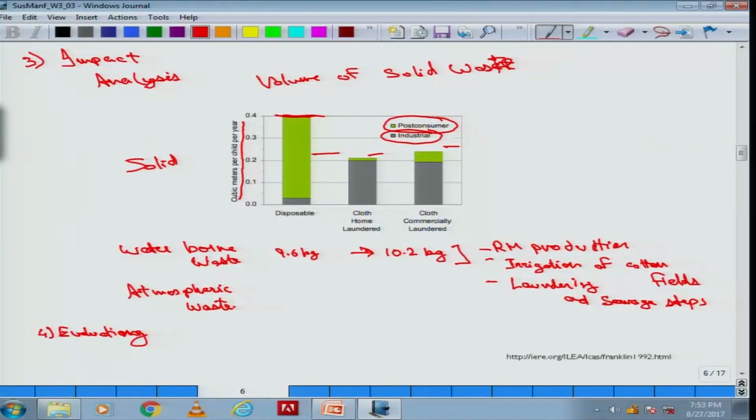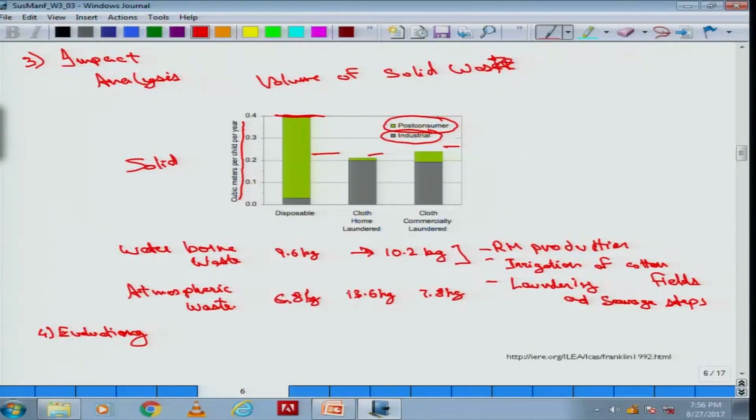Okay. Then regarding atmospheric waste, the greatest quantity was observed in the home laundered systems, right. Now, what is the amount here? What is the value? They produced 13.6 kg per child per year. And commercially laundered diapers produced 7.8 kg. Now, disposable diapers produced 6.8 kg.